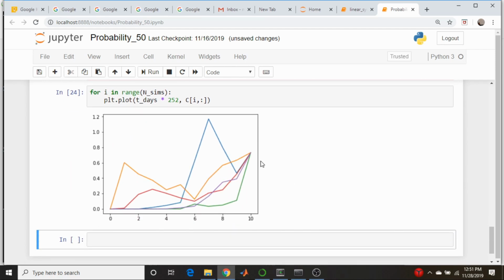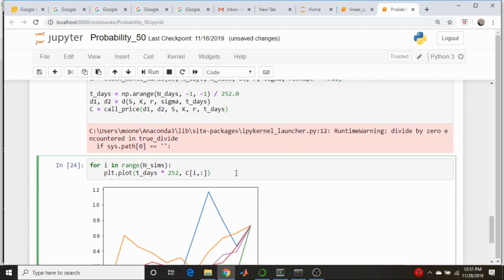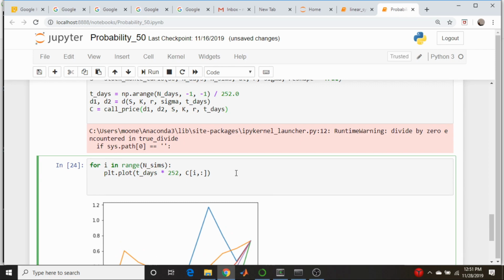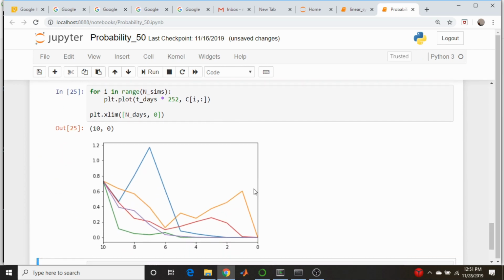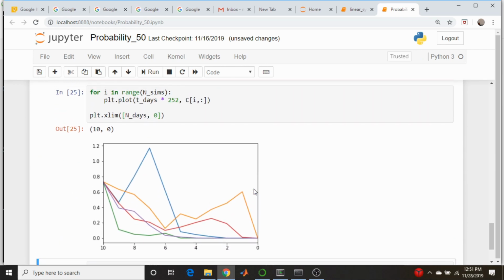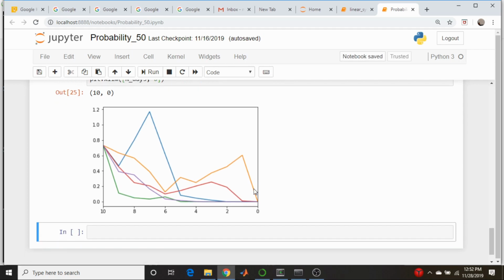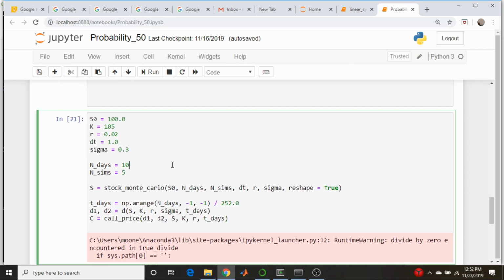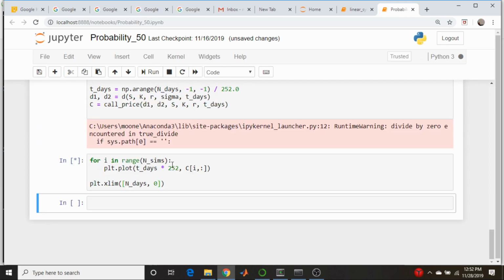Now I think this is going to have an issue. Yeah, there's our plot. It's essentially plotting it backwards. So we actually need to set the limits from 10 down to 0. So let's go down here, and in this case, let's do plt.xlim. Let's go n days comma 0, and let's run that. That looks about right. So now this is only a 10 simulation, so let's do something a little more realistic than this. So let's go, instead of 10 days, we'll do 30 days, and instead of 5 simulations, we'll do 1,000. Run, run.